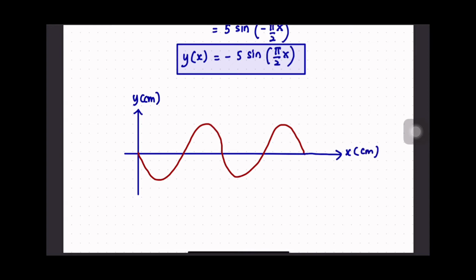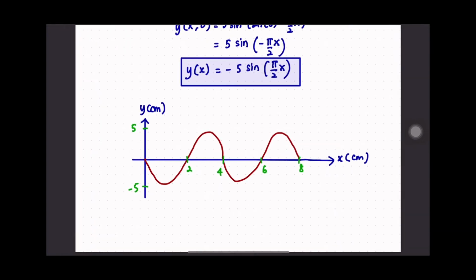And then you have to label the lambda, the wavelength. One complete wavelength is 4, 2 cycles is 8. Okay, so complete. So don't forget about the amplitude. Okay, just like this. This is a basic graph. When you substitute t equal to 0, you will get the y-x graph.